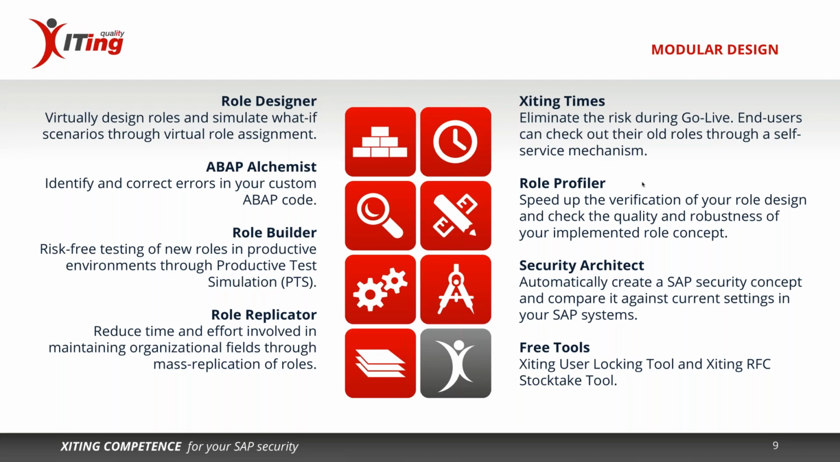The next one is the ABAP Alchemist. It's a classic ABAP code scanner that can be used as a developer tool, certainly, but from a role redesign or security perspective, we use it to find missing authorization checks in your code and to optimize existing authorization checks and to compare your custom code or the authorization checks therein with SU24 to make sure all the auth checks that you do in your custom code are properly proposed in SU24.